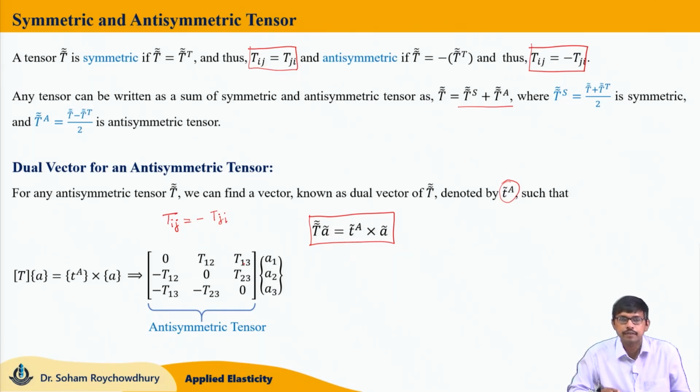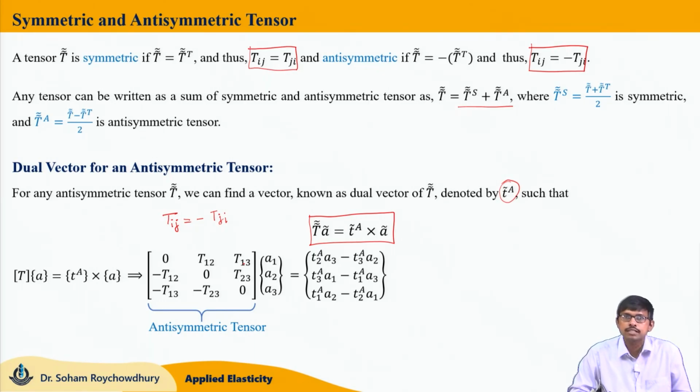this refers to a typical anti-symmetric tensor multiplied with A1, A2, A3, the components of the arbitrary vector small a, and that would be equal to the cross product of the dual vector and this small vector small a. So, the components of this cross product of these two vectors can be written as T2 A3 minus T3 A2, the second component is T3 A1 minus T1 A3, and the third component is T1 A2 minus T2 A1.